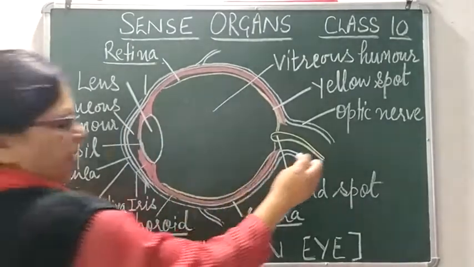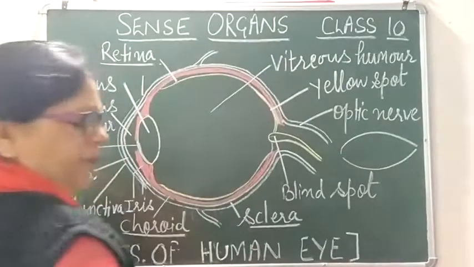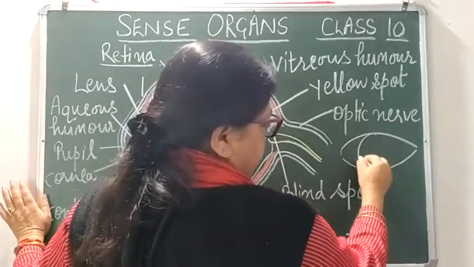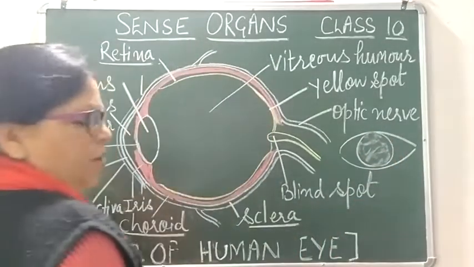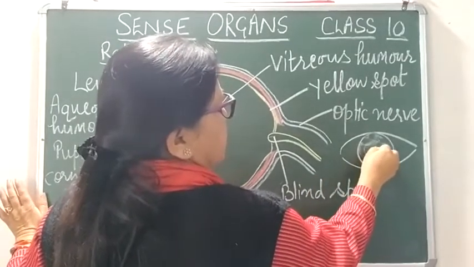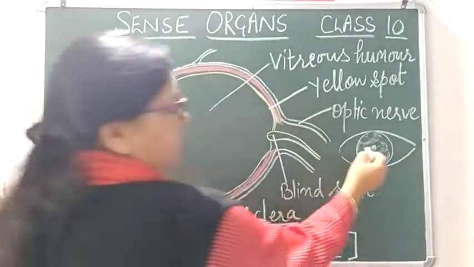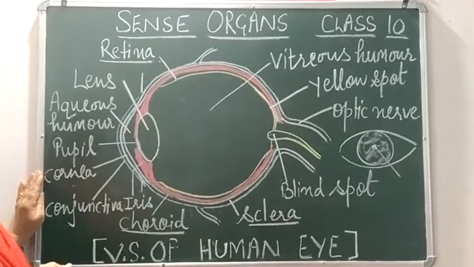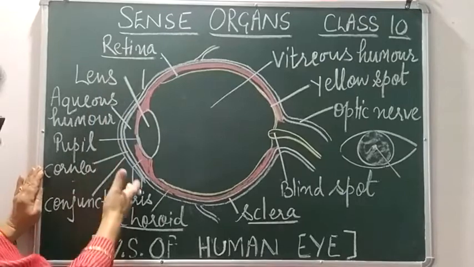So when we look at the eyes from the front, you will see these are the eyes. The colored part of the eye is called iris, and the spot in the center of the eye is called pupil. So this is the front structure of the eye. Same when we cut the section of eye, this part will be visible.